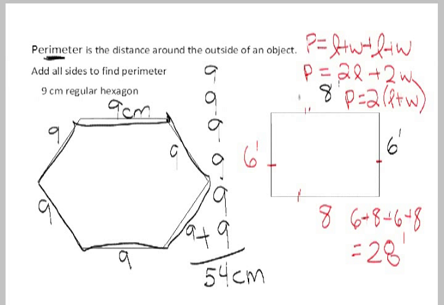But the main and most important thing to remember is that the best way to find the perimeter and easiest way to remember it is that we add up all the sides. It doesn't matter what the shape of the object is. Here we had a hexagon, we added up all the sides, and that's our way to find perimeter.